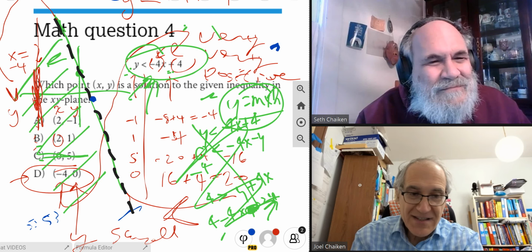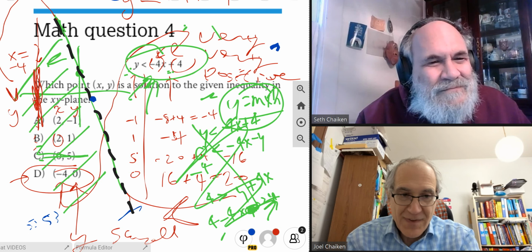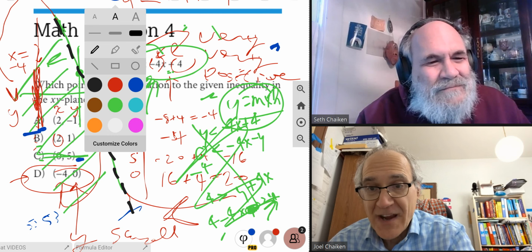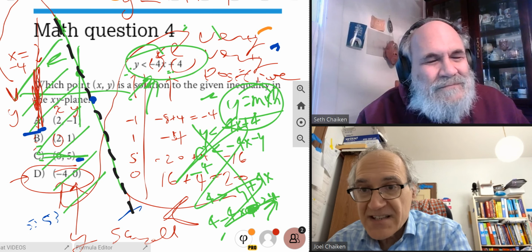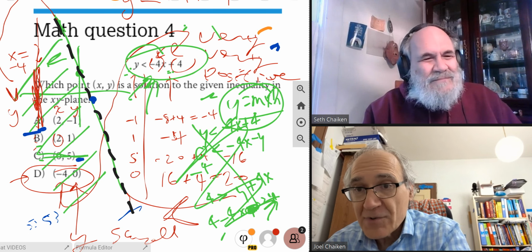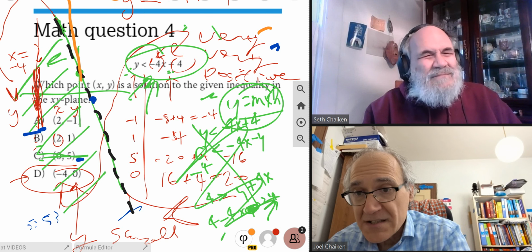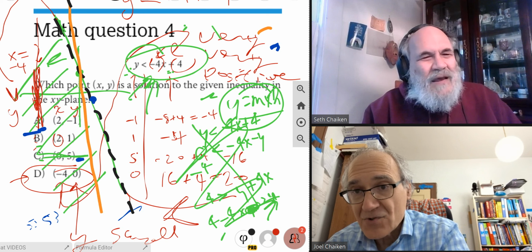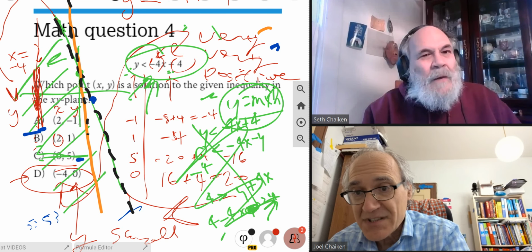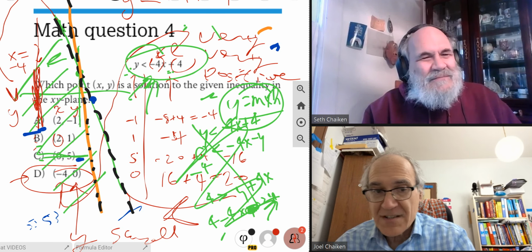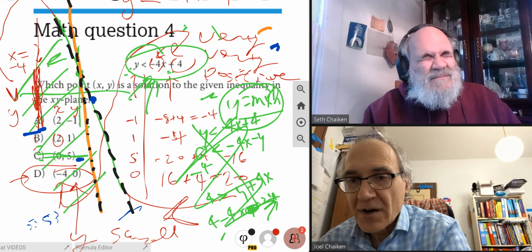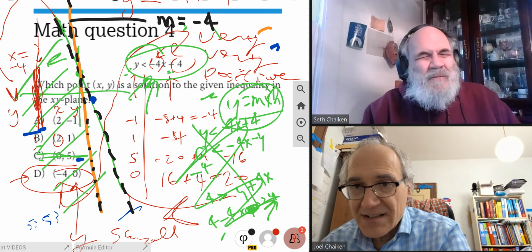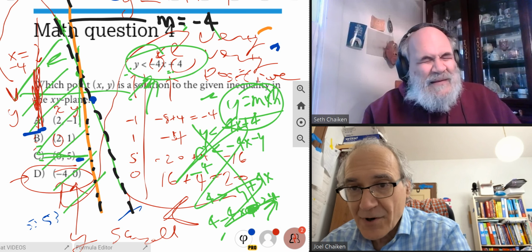Do you know why the blue looks like it's the answer? It's because, frankly, I graphed this out of scale. This is a slope of negative 4, which means it is really steep. This is the correct thing drawn to scale. Steep, steep, steep. You don't normally see a slope of negative 4. Now you can see that the blue dot is not part of the solution set.